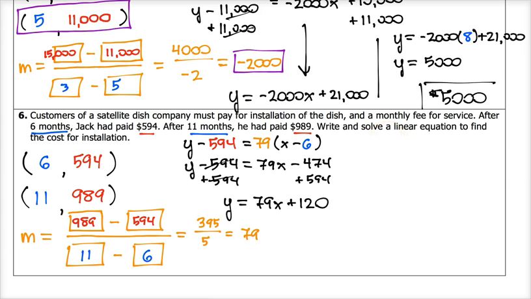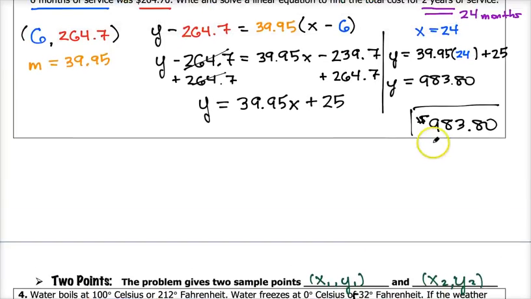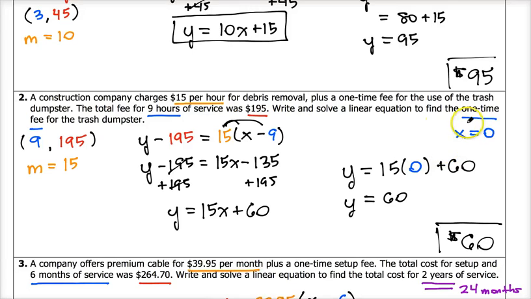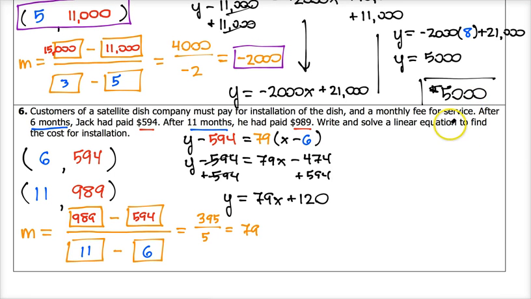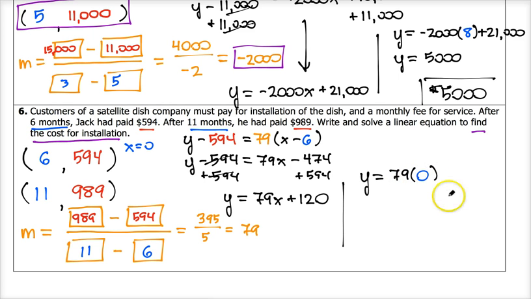This is similar to the problem that we did on the front that asked us to find just the flat initial fee, or the flat one-time fee for the trash dumpster in problem 2. Okay, if we just want to find the cost for installation, then we're assuming the number of months is 0. So we're going to let x equal 0 here and plug that into our equation to find the cost for the installation. So this is y equals 79 times 0 plus 120. And so that tells us the installation cost is just the $120.